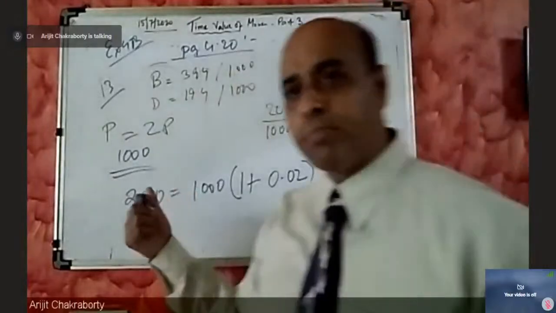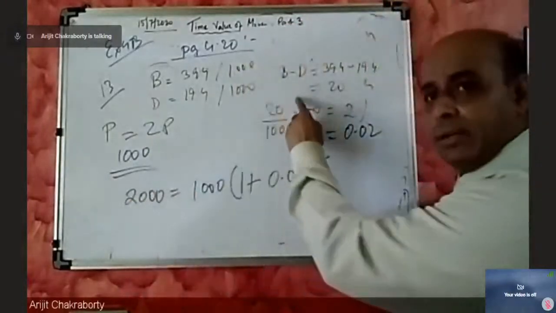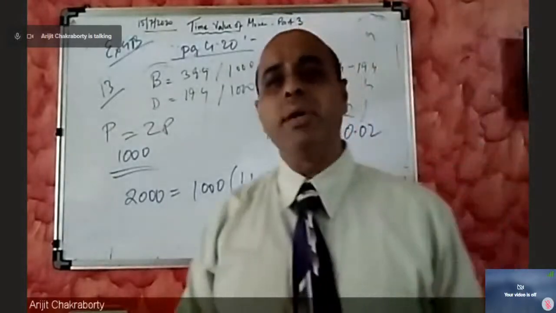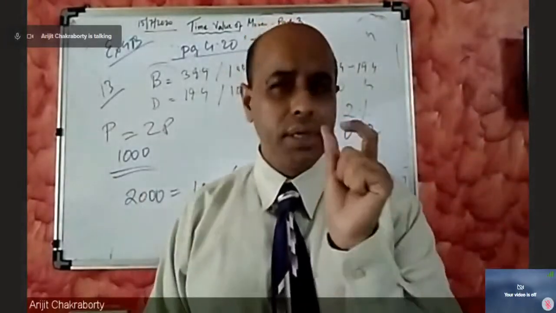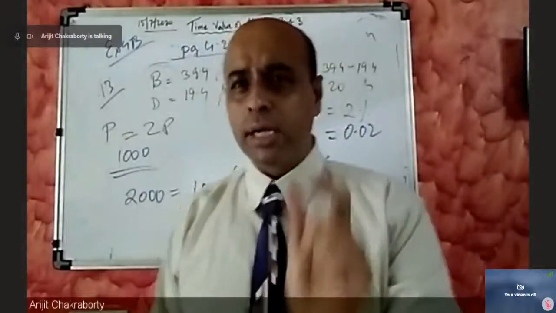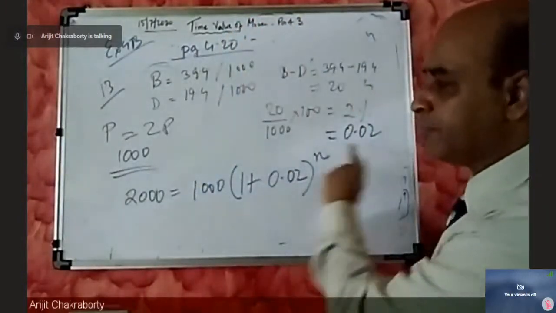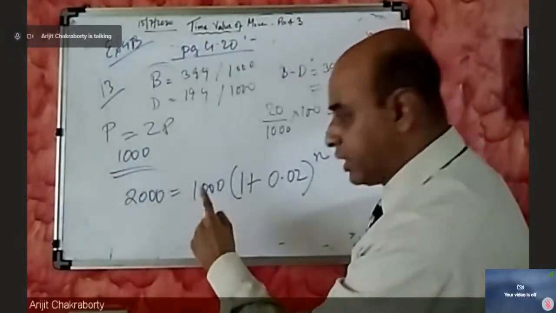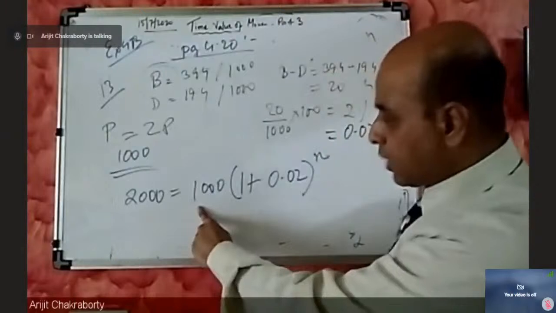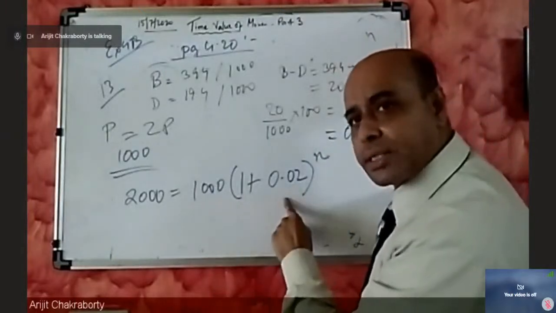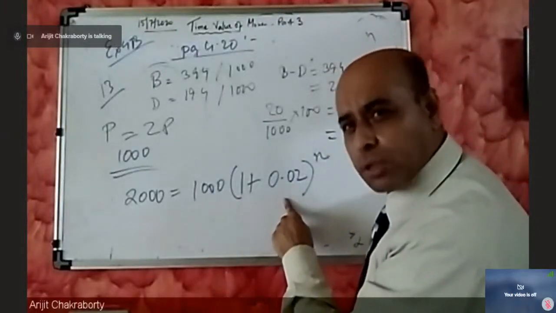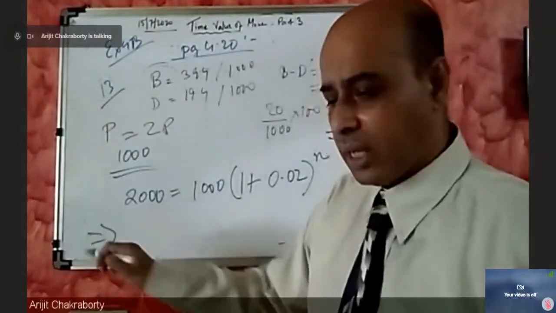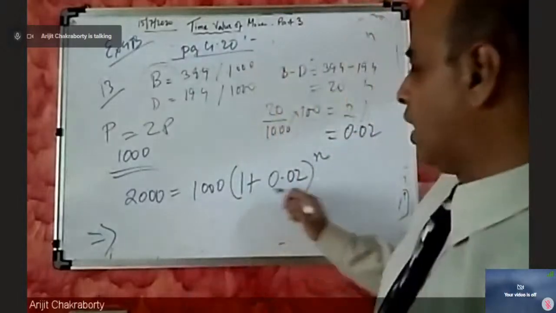So we have netted off the birth rate and the death rate. We have got 20 out of 1000, which means 2 out of 100, which is 2%, so it is 0.02. Doubling of the population: 2000 is equal to 1000, the initial population, multiplied by 1 plus the growth rate, like interest, to the power n. If you solve this, we get 1.02.